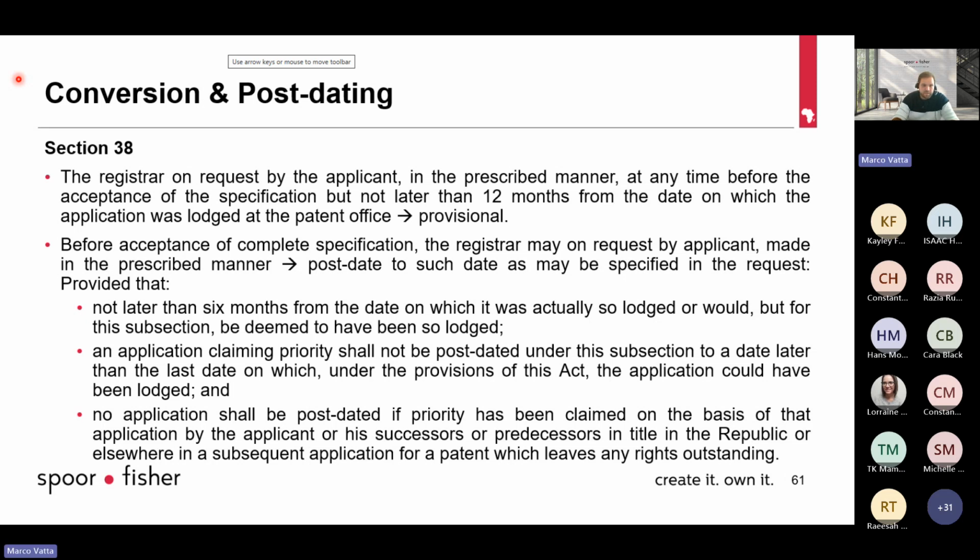And then if that application claims priority from an earlier filed application, you can't post-date it to a point where you no longer have a valid priority claim. So it must still be within the 12-month window within which to validly claim priority. So just to say that again, an application claiming priority may not be post-dated to a date later than the last date on which the application could have been lodged. So you still need to ensure that there is a valid priority claim.